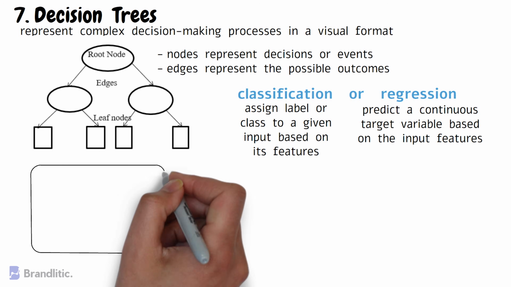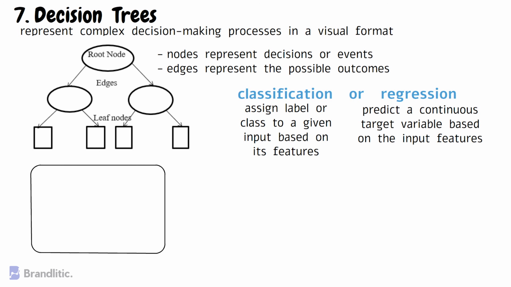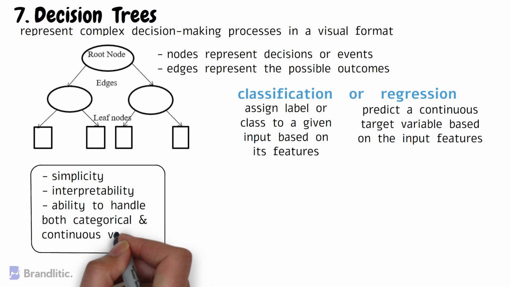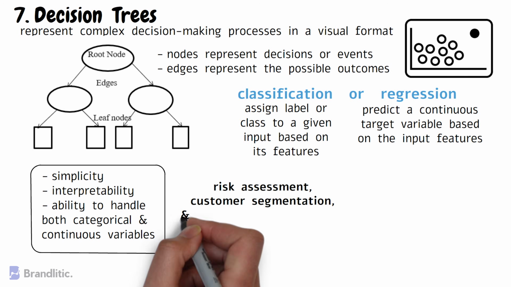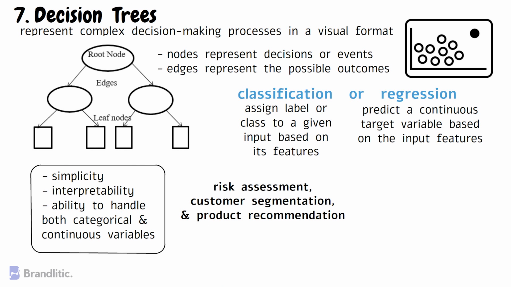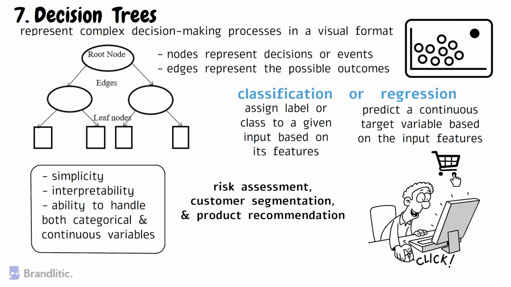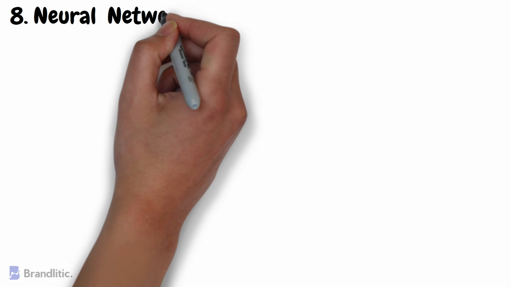If seen broadly, decision trees have several advantages, including their simplicity, interpretability, and ability to handle both categorical and continuous variables. Decision trees can also handle missing values and outliers in the data, making them robust to noisy data. This technique is commonly used in risk assessment, customer segmentation, and product recommendation. For instance, a retailer can use decision trees to identify factors that influence customer purchasing decisions and optimize their marketing strategies accordingly. Next, number 8, neural networks.